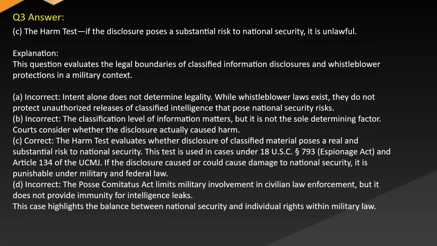Answer C. The harm test. If the disclosure poses substantial risk to national security, it is unlawful. Explanation. This question evaluates the legal boundaries of classified information disclosures and whistleblower protections in a military context.